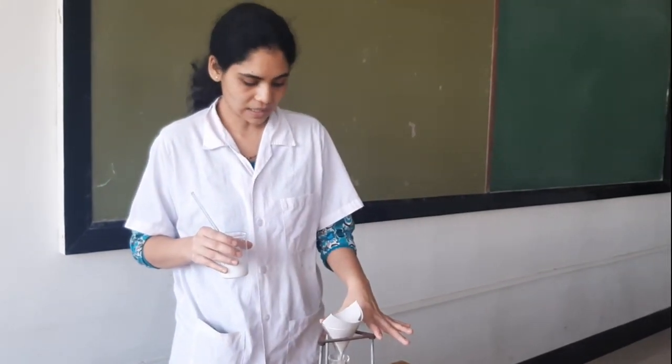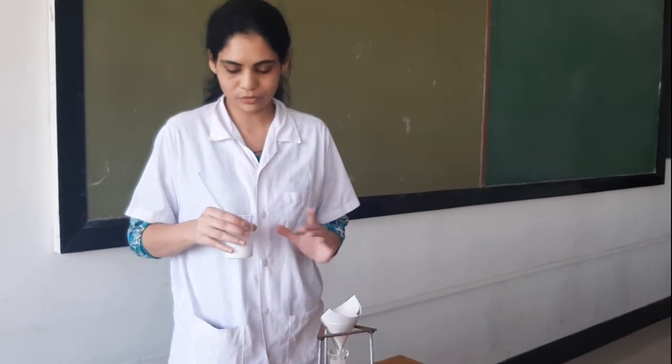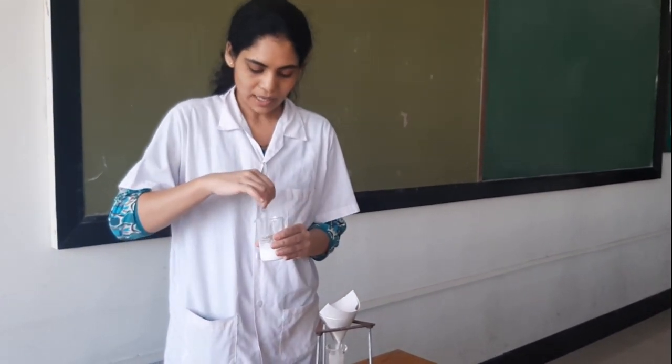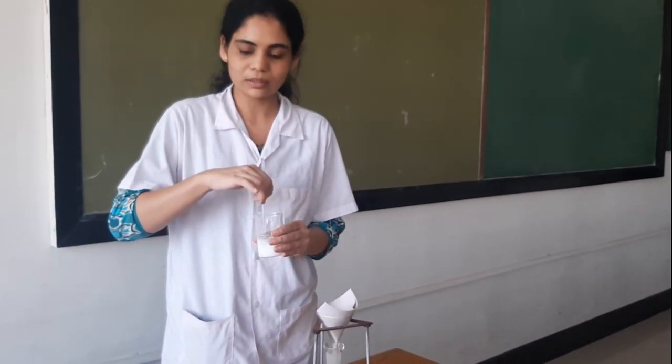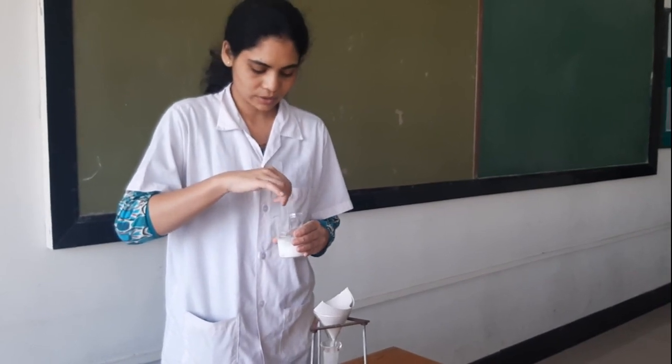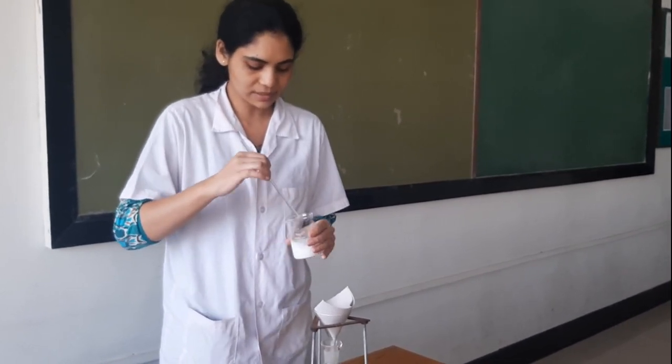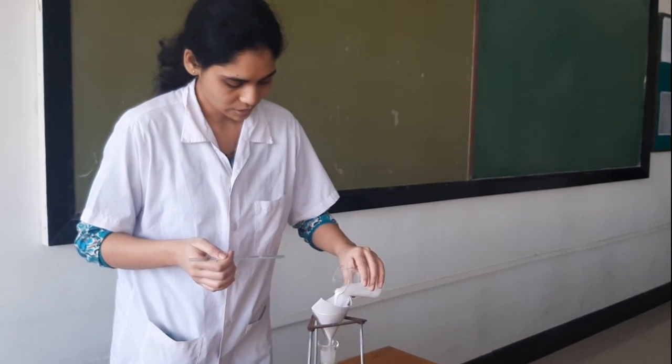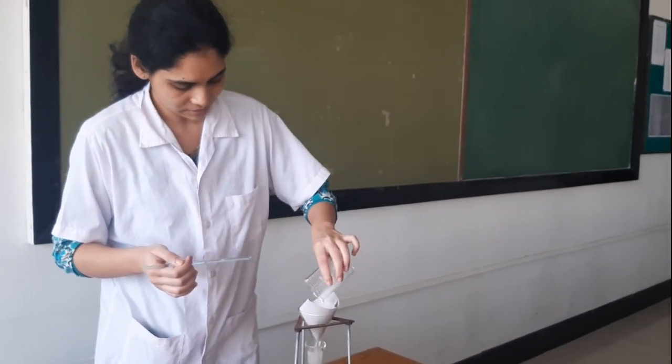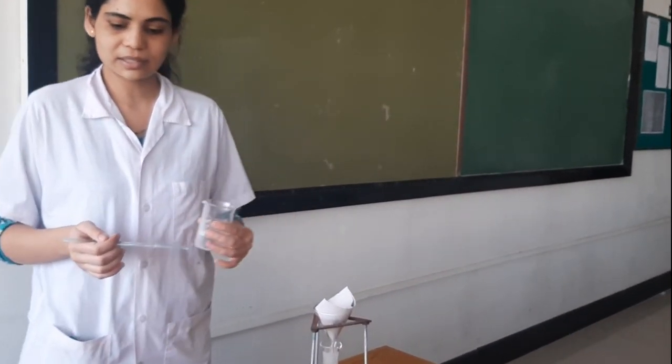Now we have taken our last funnel, which is of the smallest size, and now we will pour the slurry into it. Remember to stir the slurry every time. Now just pour it, and we will start the timing. We have started the timing.